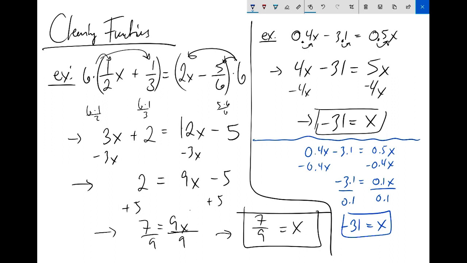It's possible, but a lot of people just feel a lot more comfortable working with whole numbers. So if you run into an equation with lots of decimals or fractions, clearing those out just makes it a lot easier for a lot of students. But it's optional, it's not required. Okay?